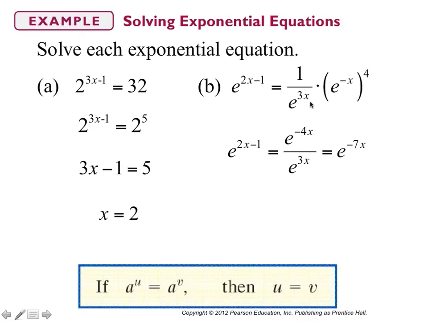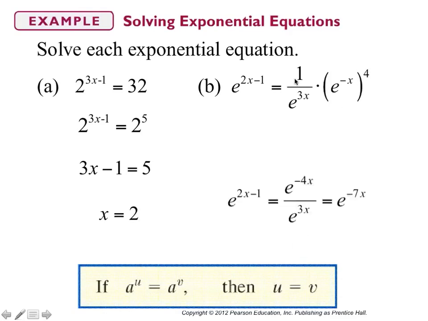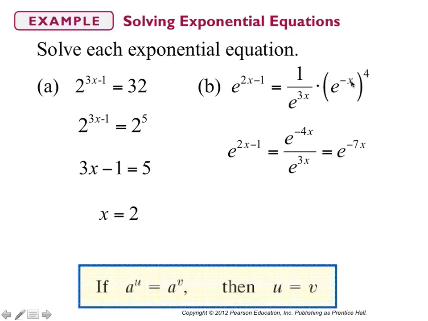Now this one over here, you have a lot of e's, but you just want to write it in a nicer way. All we've done from the first to the second step is take this and put it in my numerator here. The other thing you'll notice is if you have a power to a power, you're multiplying those numbers. So I left e to the 2x minus 1 alone, and I've rewritten this as e to the negative 4x power over e to the 3x.